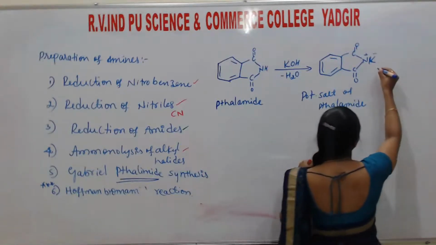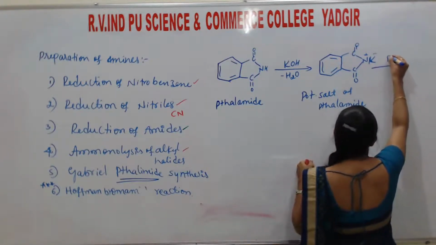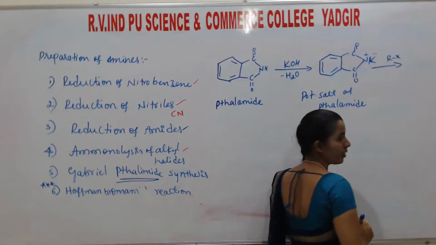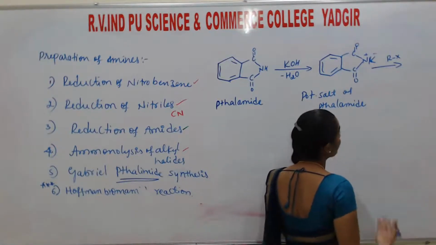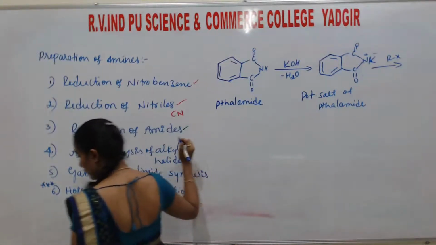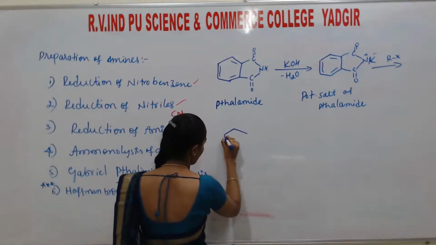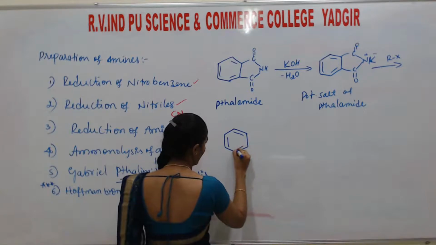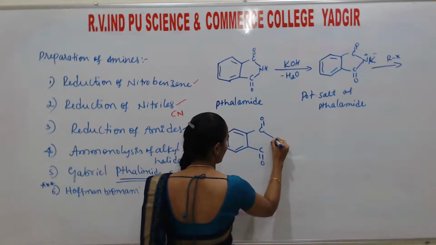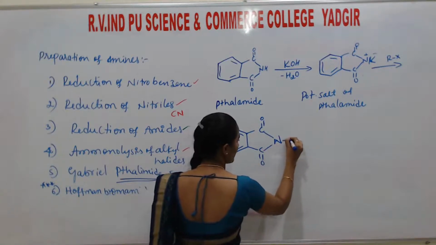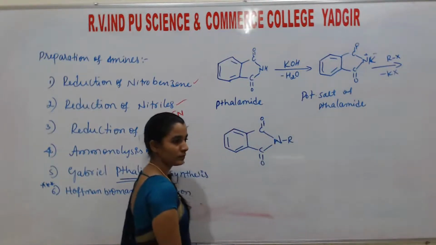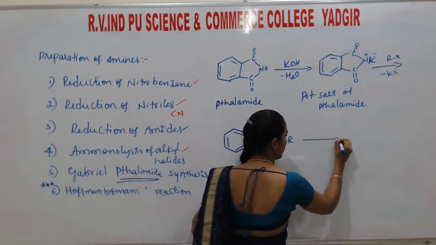Next, this is treated with RX, an alkyl halide. Then KX is removed. I'll continue the product here. This has C double bond O, C double bond O, and N is there. K is replaced by R, correct? KX will remain.